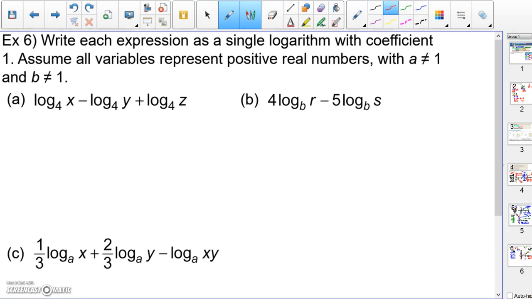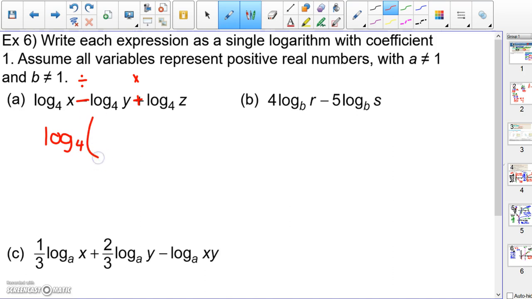Example 6, write each expression as a single logarithm. We're still going to use the same properties of logs, and when you subtract, you can convert to division, and when you add, you can convert to multiplication. So it's definitely going to be a log base 4.